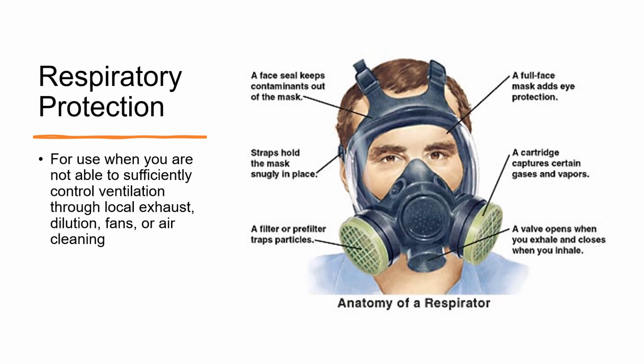When you're not able to sufficiently control the ventilation through local exhaust, dilution, the use of fans, or the use of air cleaning, you can use respiratory protection. So we discussed, you've got your source, you've got your path, and you've got your receiver. So we've just discussed methods to control air contaminants along the source and the path. Now this would be a way to help control these hazards at the receiver level.